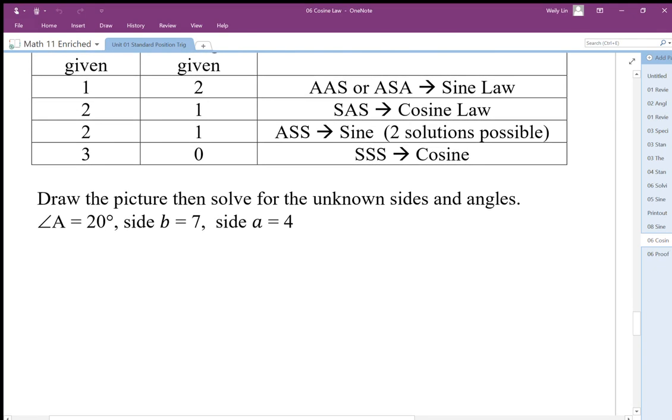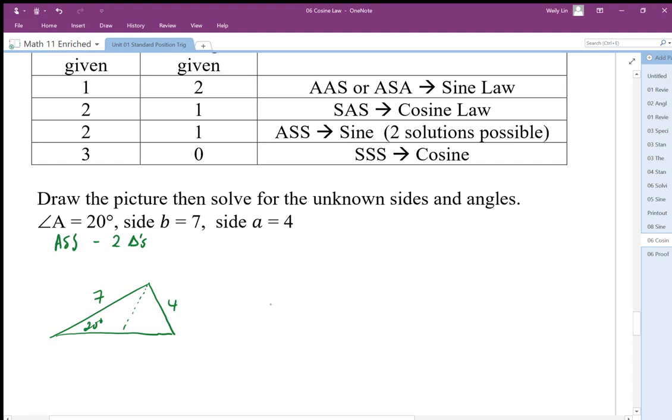So here we have angle, side, side. Since it's one angle and two sides, it could be side, angle, side, but the angle is not in between these two sides, because angle A is between side B and side C, not side A. So when I draw this in, my picture looks like this. It's my 20 degrees, 7, and this is going to be 4 here. And because this is angle, side, side, I have the possibility of two triangles. Clearly this one probably is going to be two triangles, so I need to solve for both.